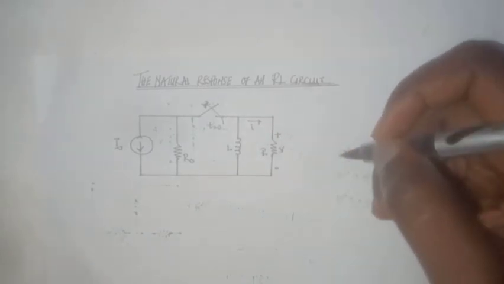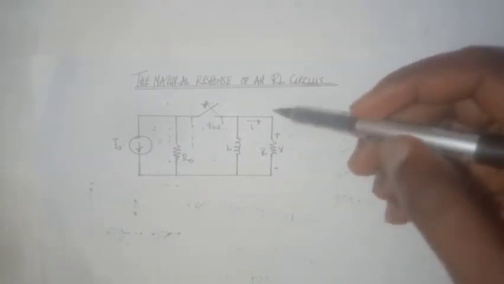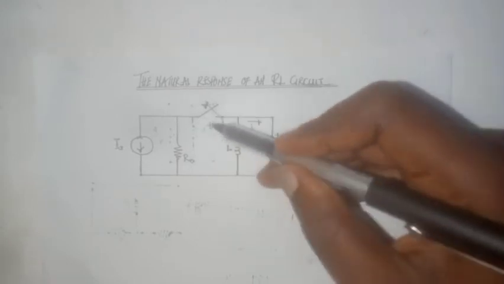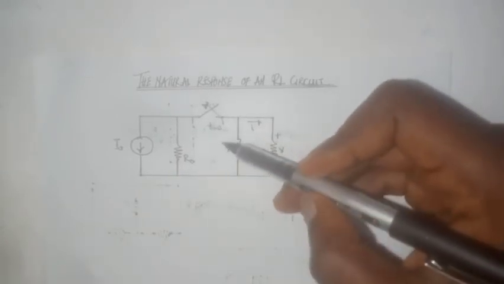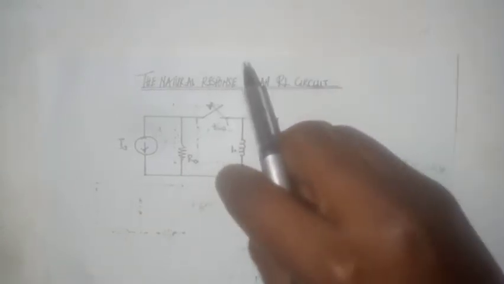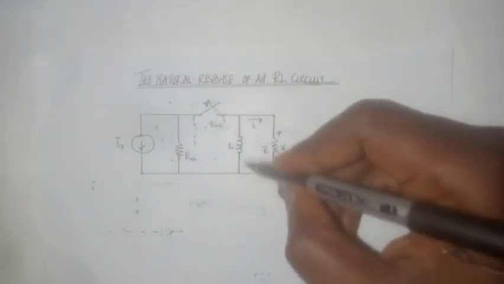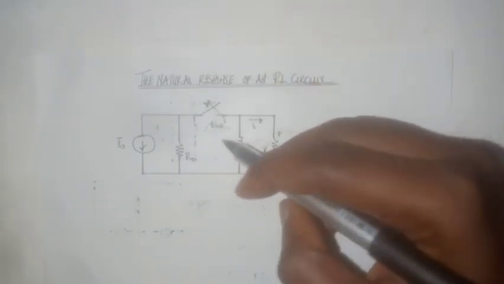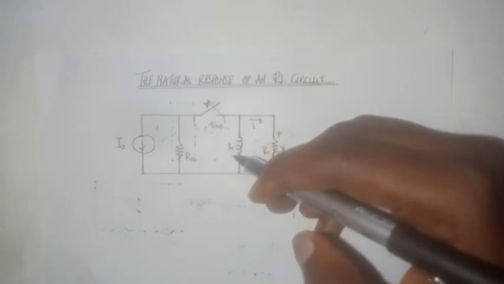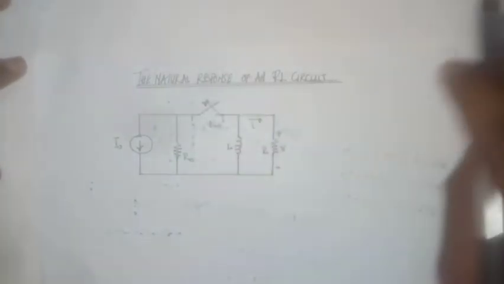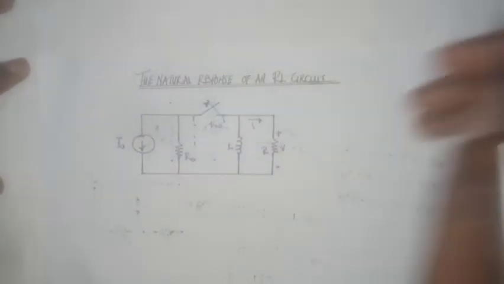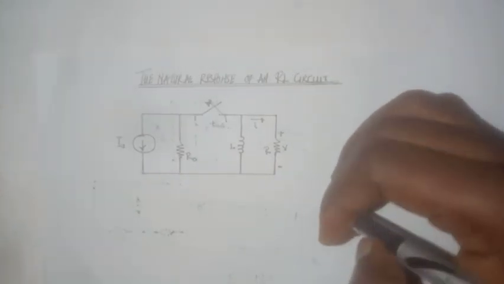It is general convention to signify the time that the switch opens as time t equals 0, and the time prior to that, that is the time that it took the inductor to charge, to be time t less than 0. Then we take the time that it takes the inductor to discharge as time t greater than 0.